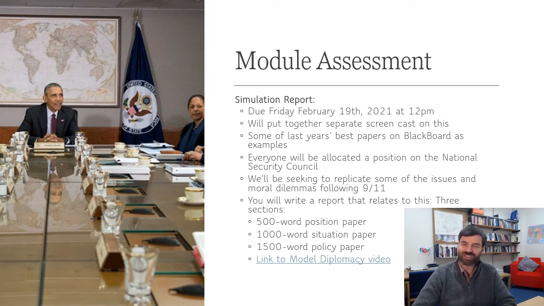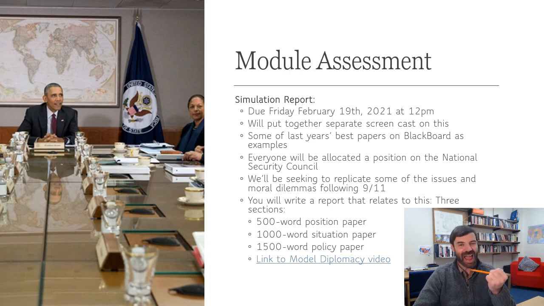But as for the report itself that you'll be writing, this is split into 3 sections. There is a position paper, a situation paper, and a policy paper. Now the position paper should be roughly 500 words long, and is simply an overview of the role that you're playing. So a brief overview of the Secretary of Defense, or the Secretary of State, as it were.